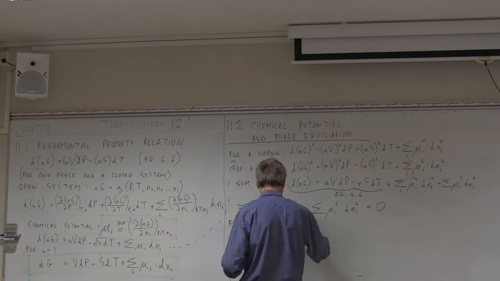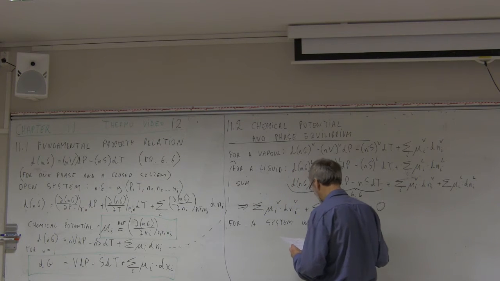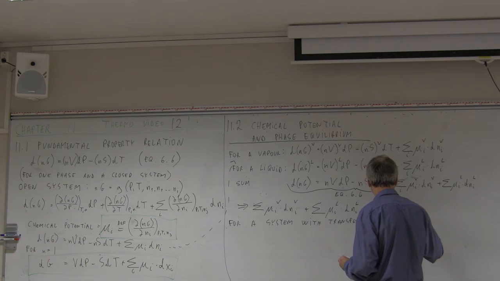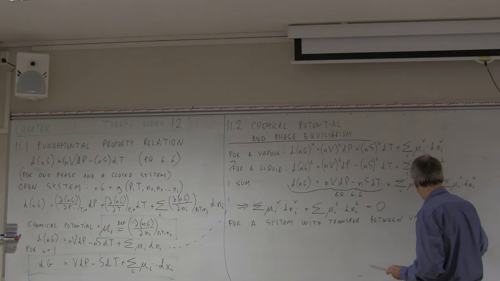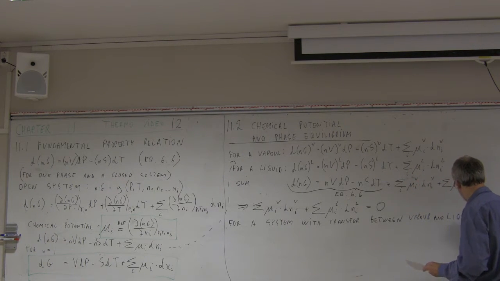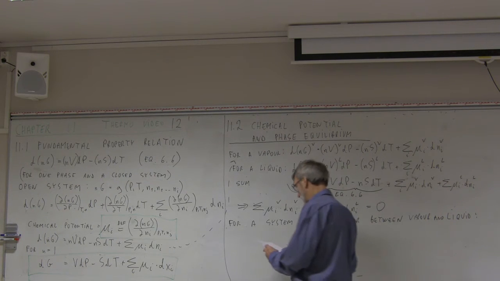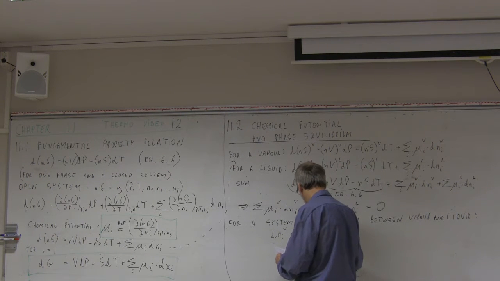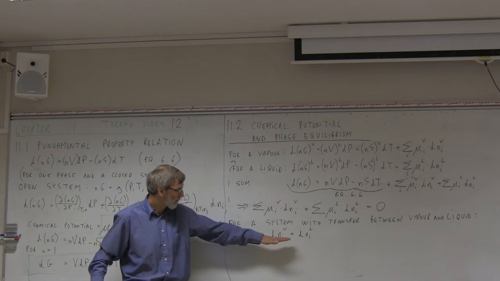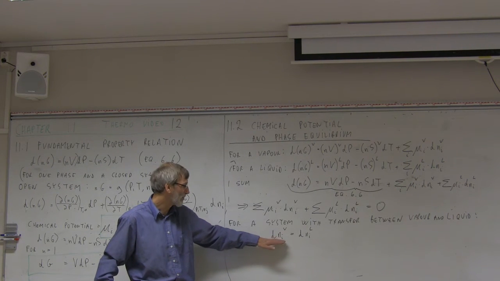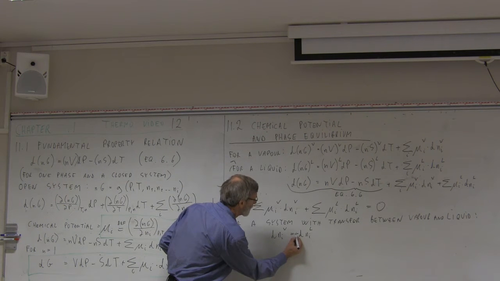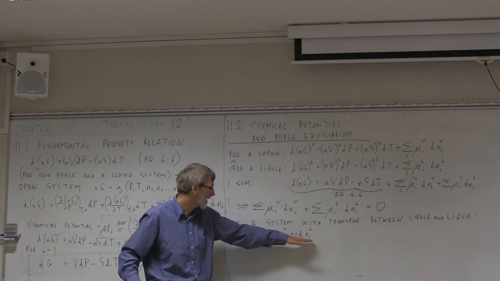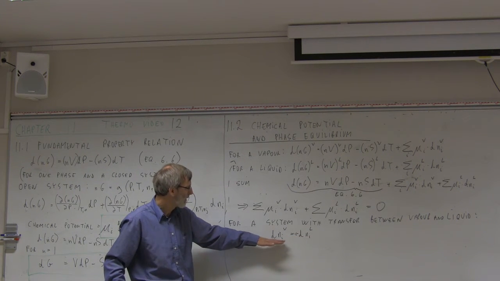For a system with transfer between vapor and liquid, if we transfer something from the liquid to the vapor, then we get a change in the amount in the vapor, and we get a similar reduction in the amount in the liquid. So the change in amount in the liquid is minus the change in amount in the vapor.